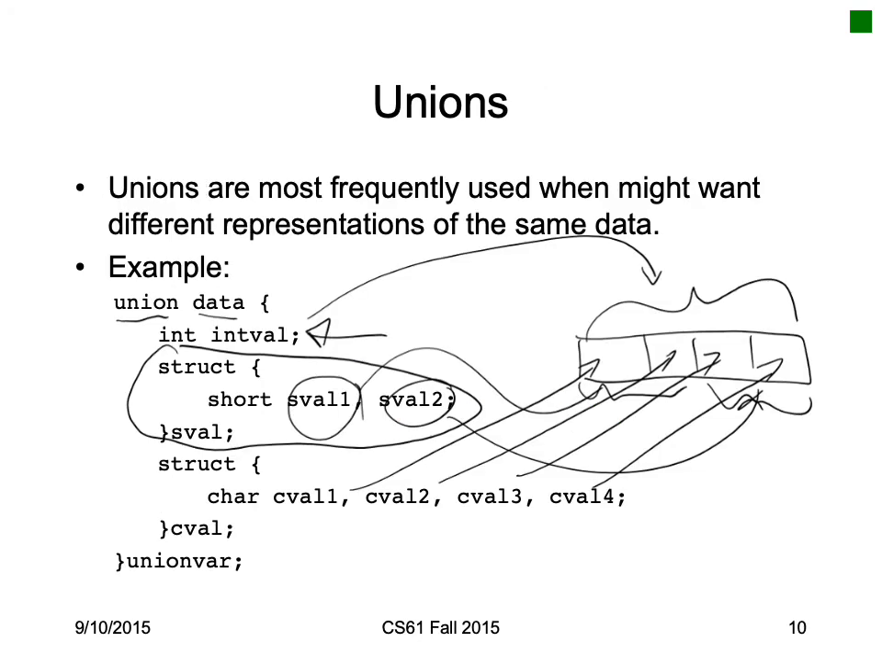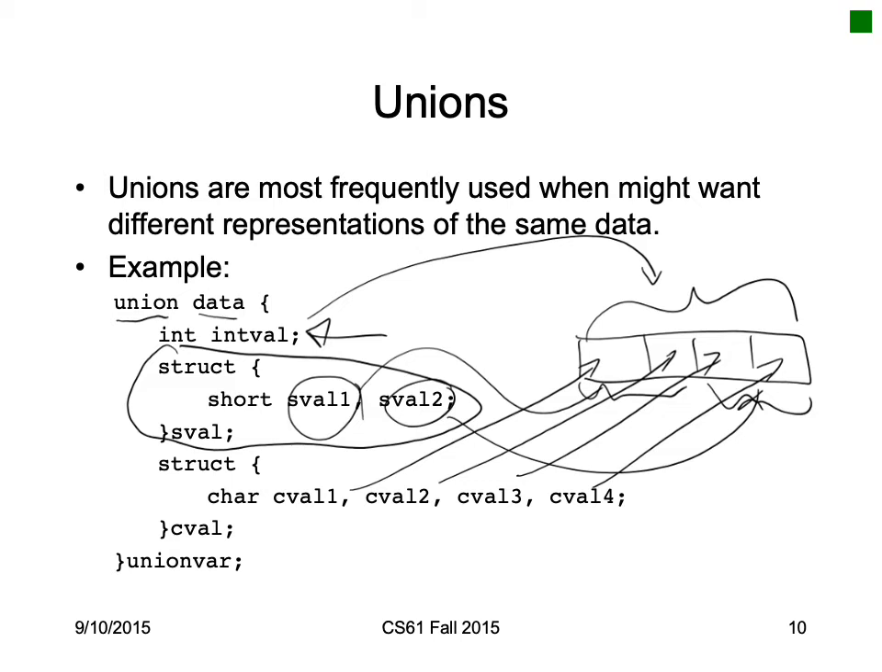Finally, our third derived type is a union. Unions are used most frequently when you have an object that you want to reference in different ways. So what do I mean by that? Let's imagine that I've got 4 bytes, and sometimes I want to access those 4 bytes as a single integer, but sometimes I want to access them as 2 16-bit integers, or 2 shorts, and sometimes I want to access those 4 bytes as 4 characters. I can do that by creating a union that gives different names to those different representations.